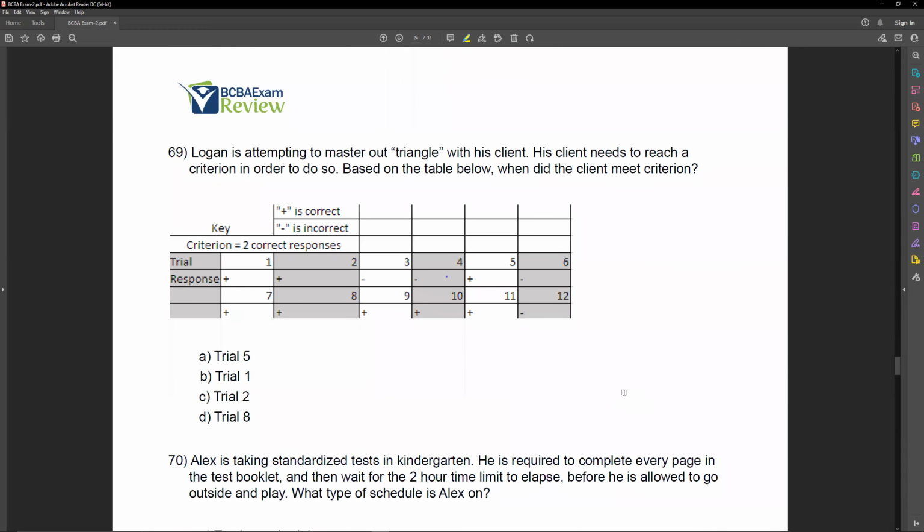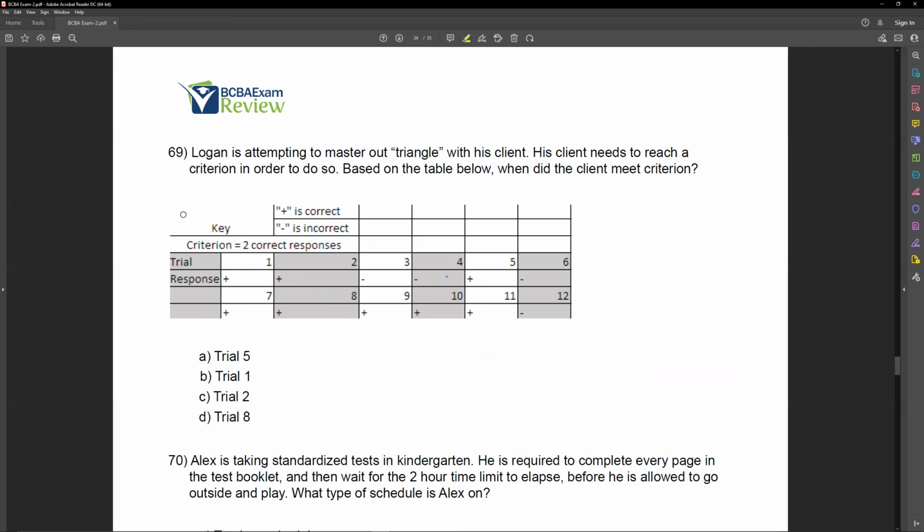69, Logan is attempting to master a triangle with his client. His client needs to reach a criterion in order to do so. Based on the table below, when did the client meet criterion? All right, so this is clearly a trials to criterion data sheet. We are working on whatever our response is, whatever our skill is, and we're trying to master it by meeting criterion. So first thing we need to do is identify what is the criterion.